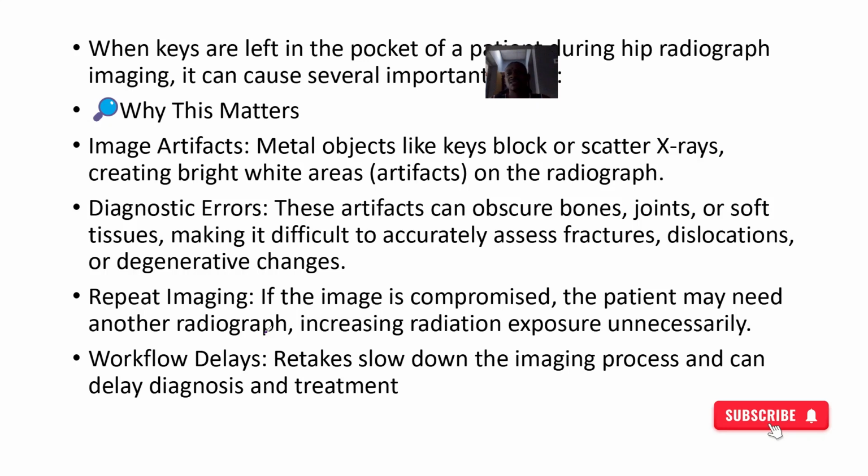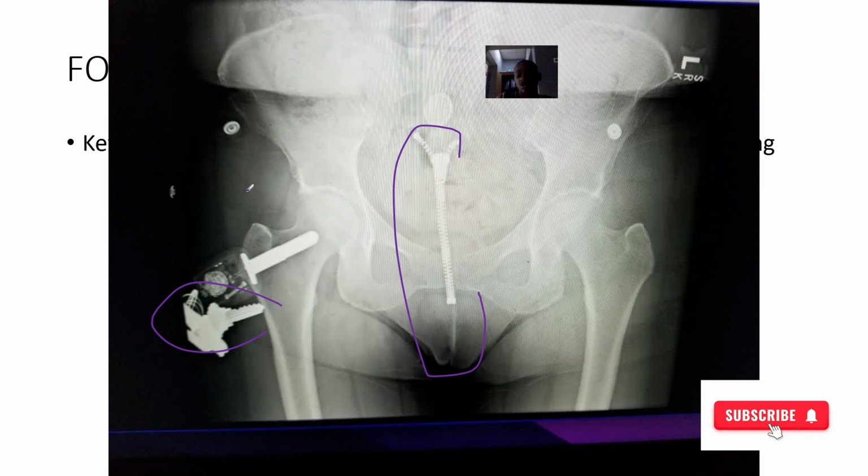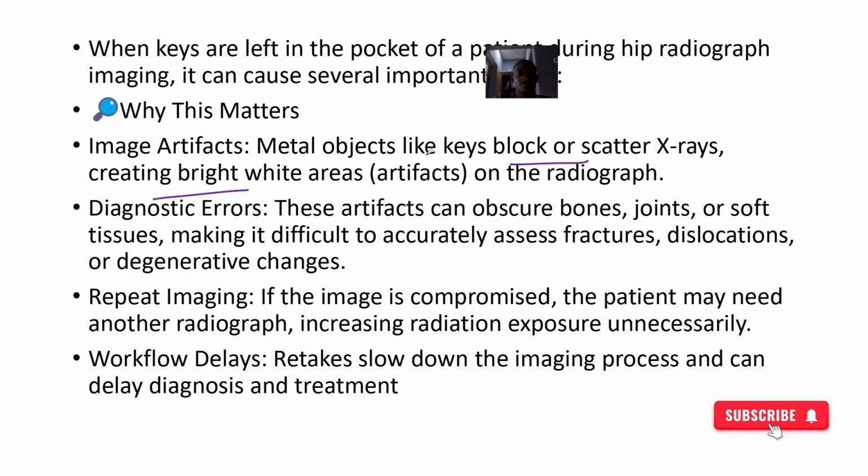When keys are left in the pocket, it's usually noticed when you are doing hip imaging. It leads to an image artifact. Metal objects like keys block or scatter X-rays. This will create bright white areas on the image. So it will lead to poor image quality, right?